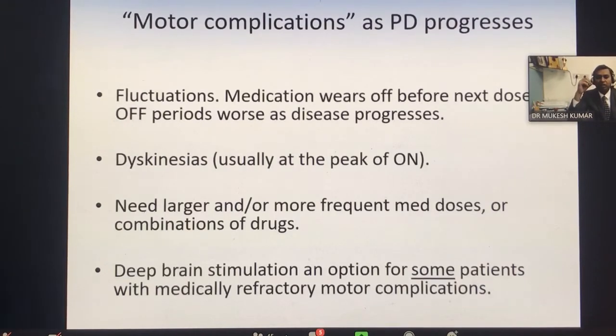Then there is freezing or rapid deterioration, meaning you take the medication and no effect happens. So you take the medication, and freezing happens. So whenever you feel a motor complication in the form of dyskinesia, or unexpected fluctuation, then you think of changing the medication or going for surgery.